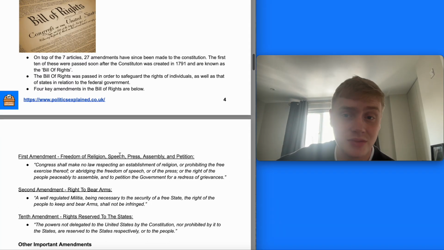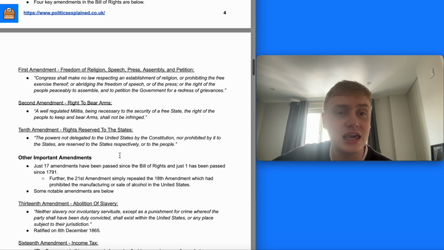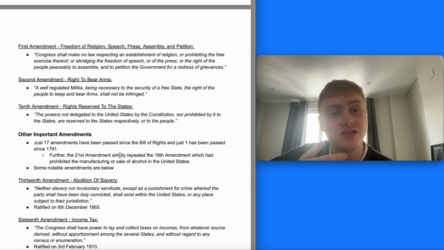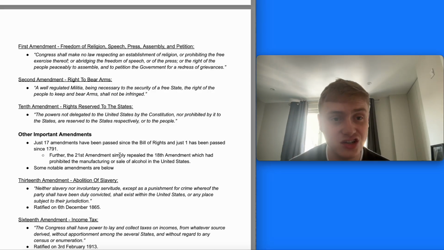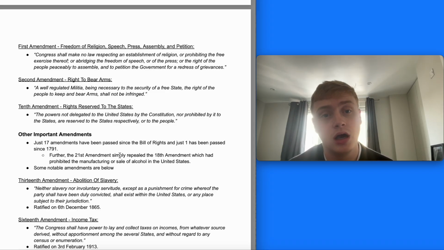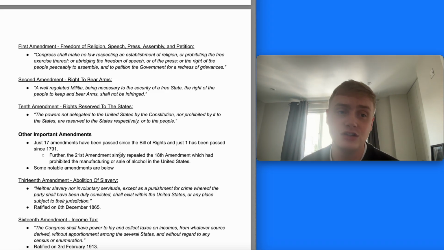And you can look at all of them online, but I thought I'd just include some of the key amendments. So the First Amendment is in relation to freedom of speech, press, assembly, and petition. And it says Congress shall make no law respecting an establishment of religion or prohibiting the free exercise thereof, or abridging the freedom of speech, the press, the right of the people to peaceably assemble, and to petition the government for a redress of grievances. So really reflecting key classical liberal beliefs in terms of protecting key freedoms of individuals.